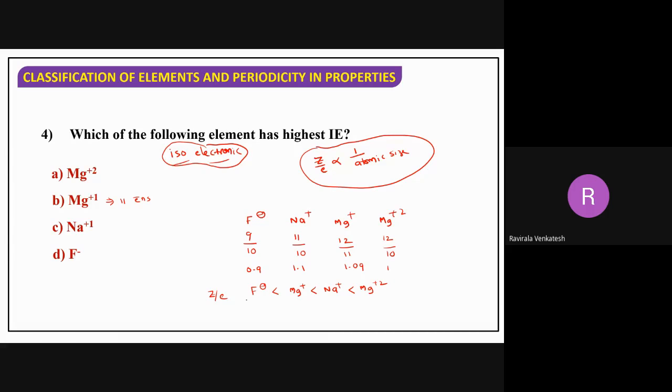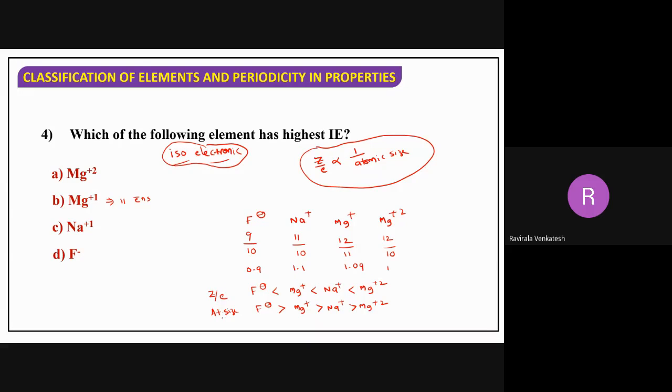Now Z by r ratio is inversely proportional to what? Atomic size. So that is the reason I am writing atomic size here. F minus is what? More size. Then compare with Na plus and Mg plus 2.